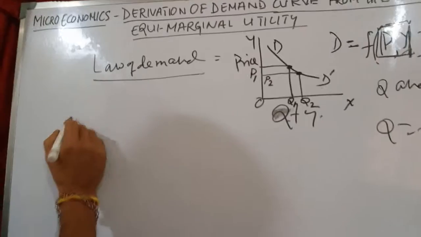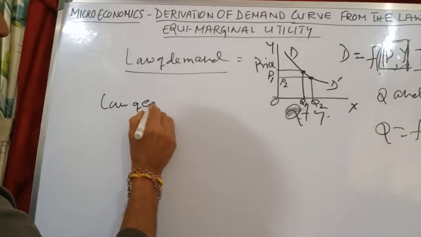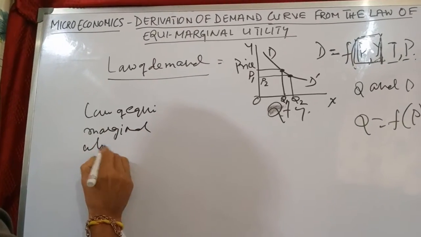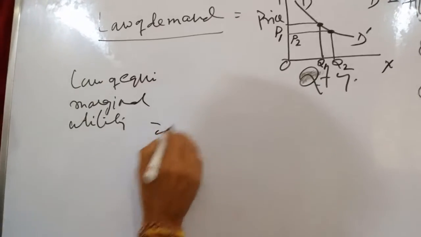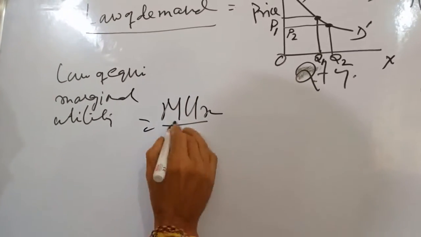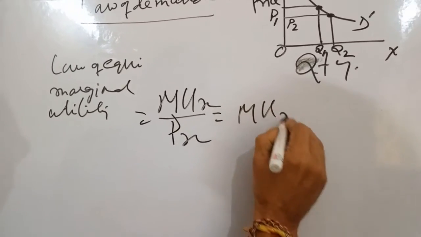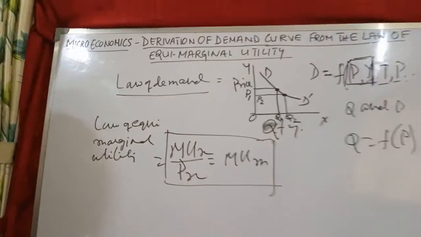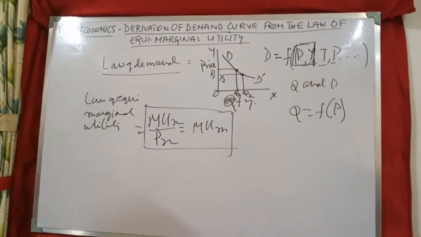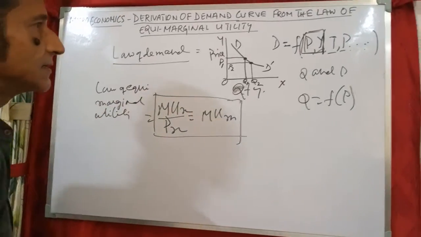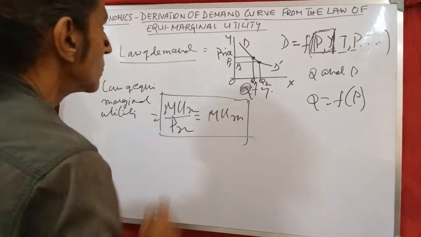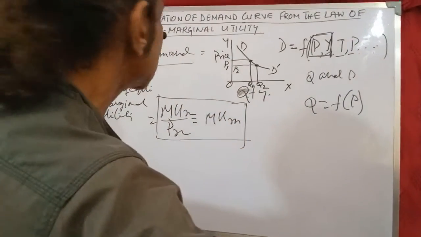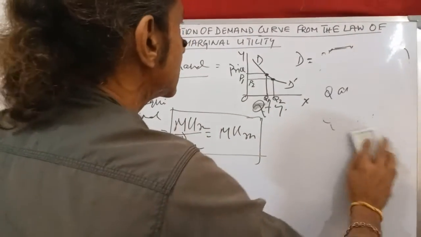Now, the law of equimarginal utility states that MUx by Px equals MUm. This equality provides maximum satisfaction to the consumer. Correct? Now we shall link this and this by deriving the demand curve from the law of equimarginal utility. Let us see how this can be done. I am erasing this part, okay?